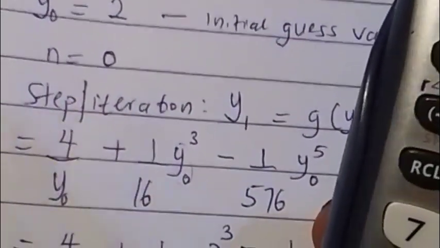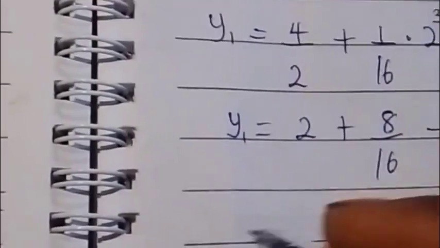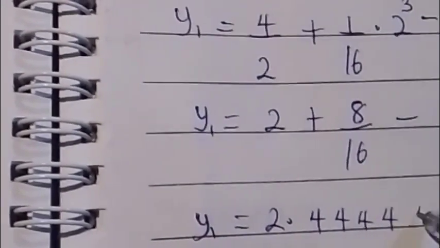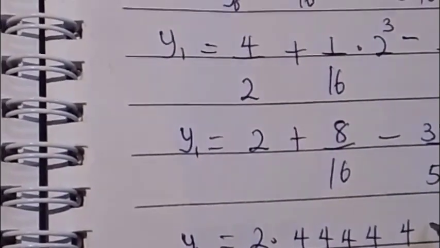But we're told to work with 6 decimal places. So we're having 2.444444. I would advise we add 6 decimal places. So this is our y sub 1.